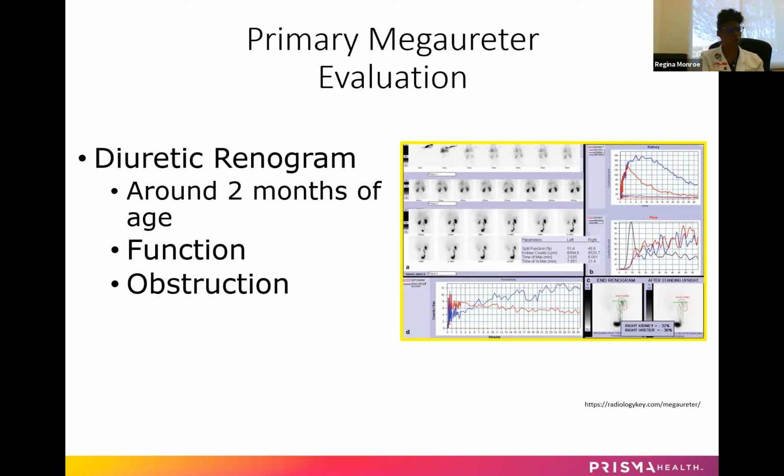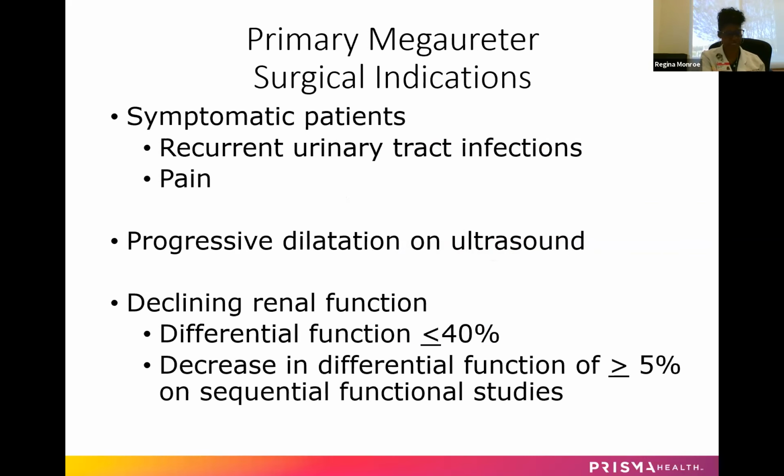And this is a normal renal scan here, in the sense that the split function is good, 51%, 49% on the megaureter side. And the kidney is draining. So with a renal scan like this, we would just recommend continued follow-up, with routine ultrasonography.